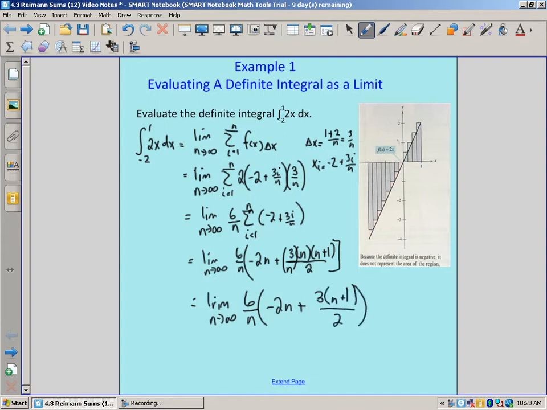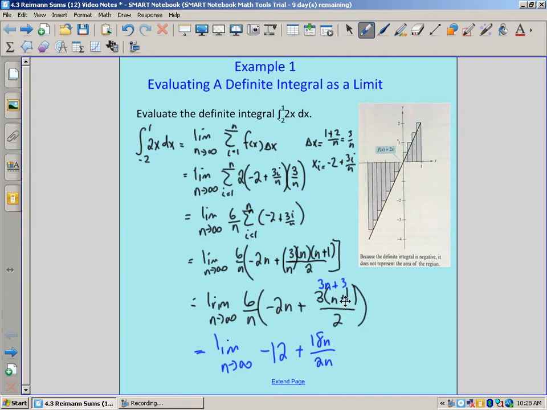And finally, I will end up with a limit. If I was to, before I take my limit, multiply all of this through, I'm going to get negative 12. And then, let's see, I'm going to get 18n over 2n. And one more here. Let's see, I should probably just do this 3n plus 3 over 2.